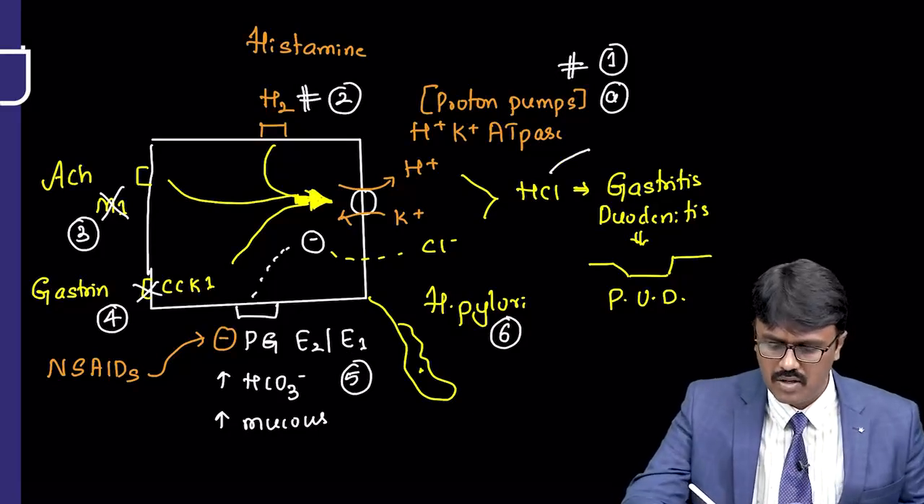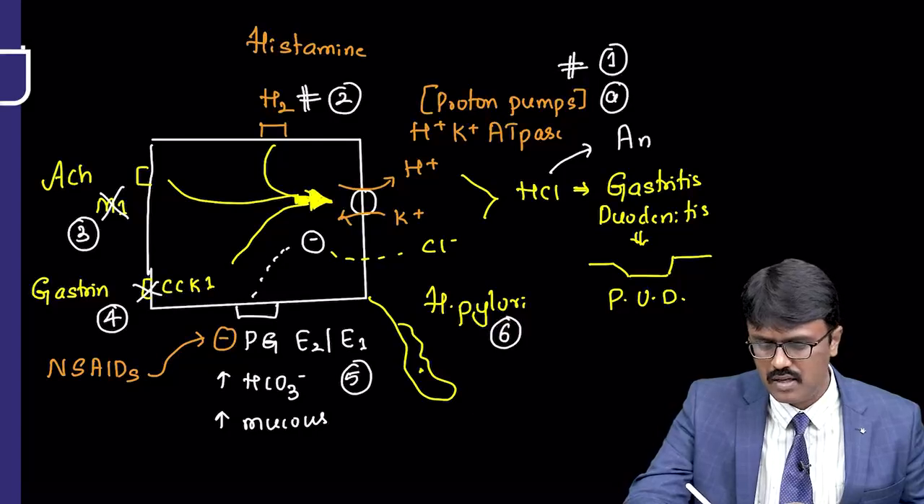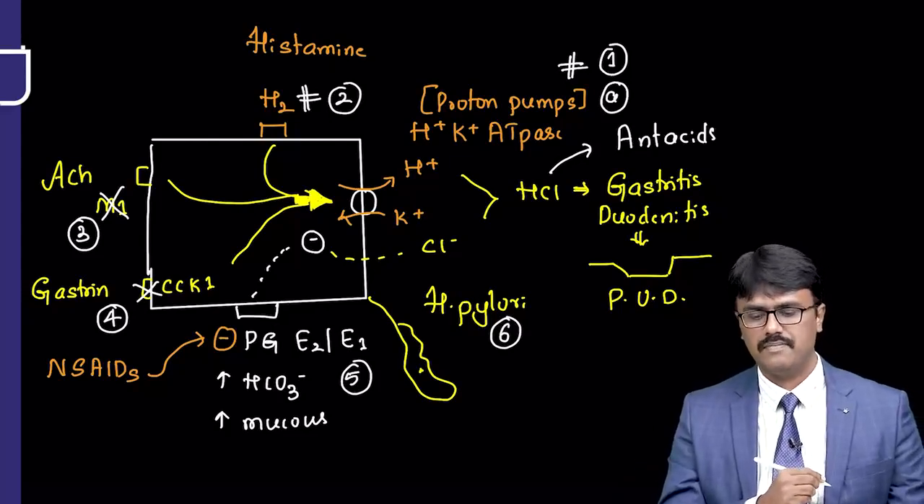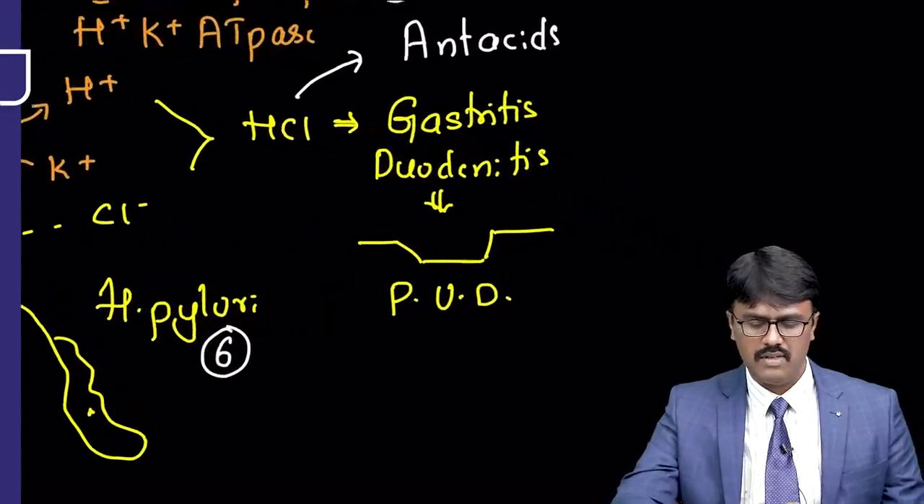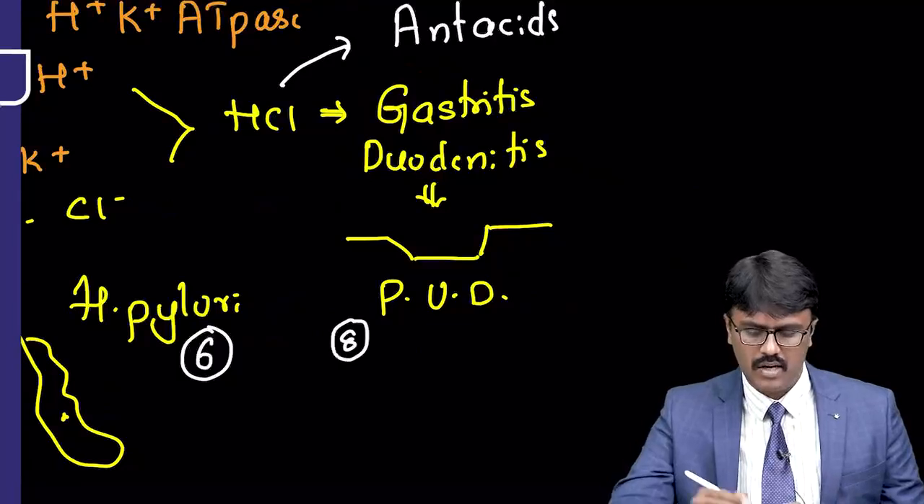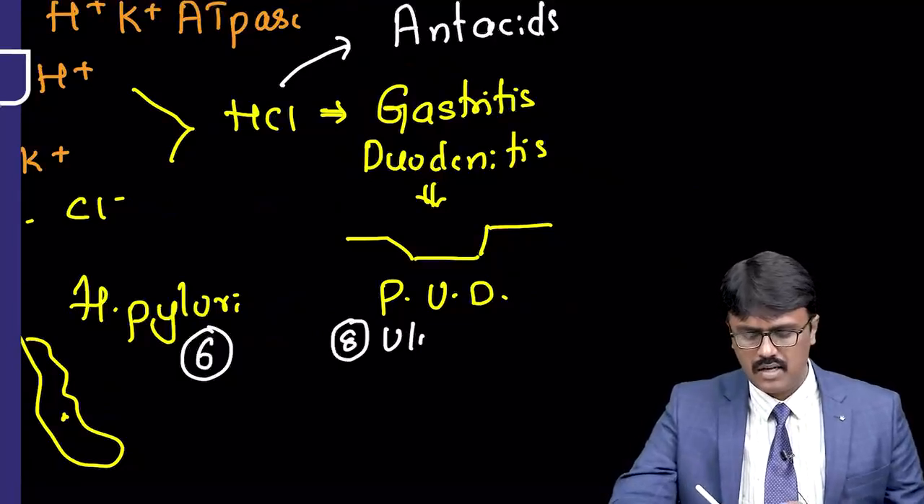Number seven, what you can do is use certain drugs called antacids. Antacids are the drugs which neutralize the acid. Then what we have is peptic ulcer disease. Number eight, what you can do is use ulcer protectives.